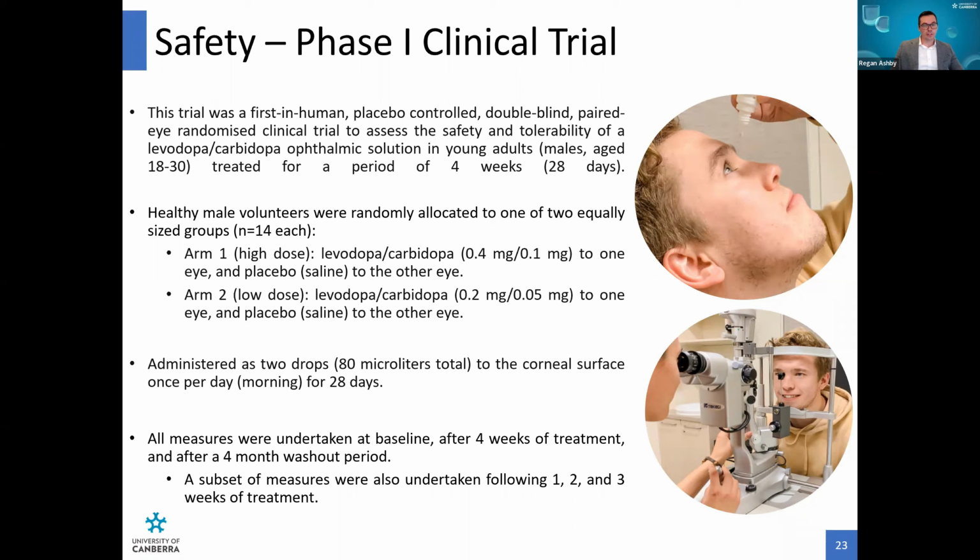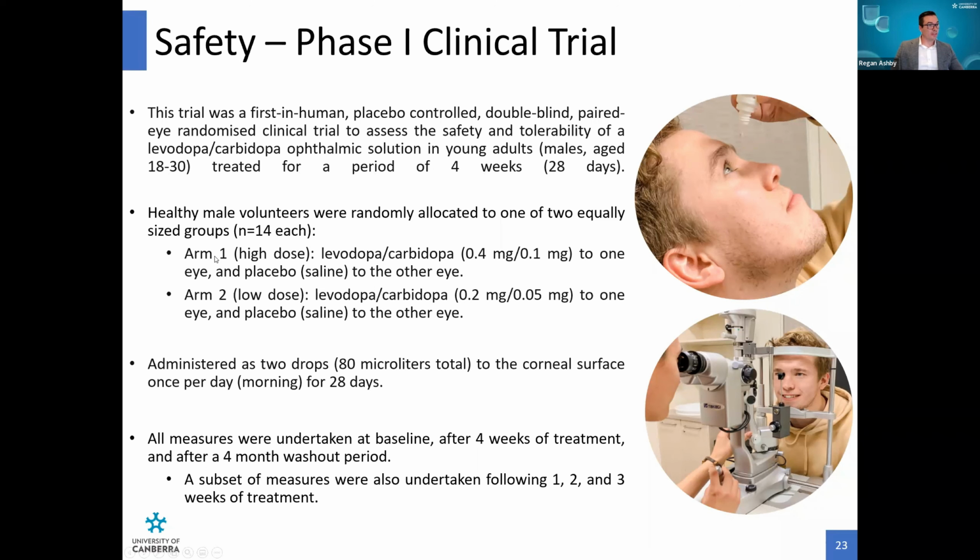And the reason it was males is that in Australia, if you have a new drug formulation and it has not been directly tested for its effects on pregnancy, you cannot use female participants until that drug has been directly tested. So in our case, it is only males aged 18 to 30. And they were treated for 4 weeks or 28 days. They were broken into 2 groups of 14, randomly assigned to the 2 arms of the trial.